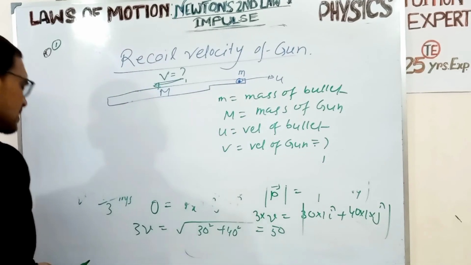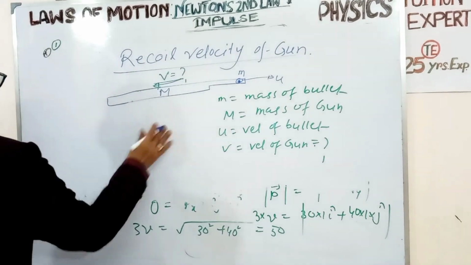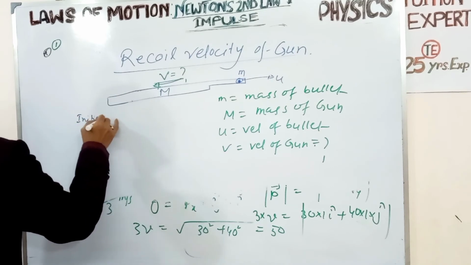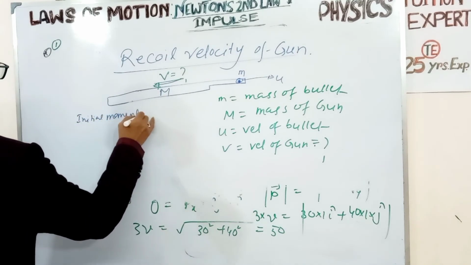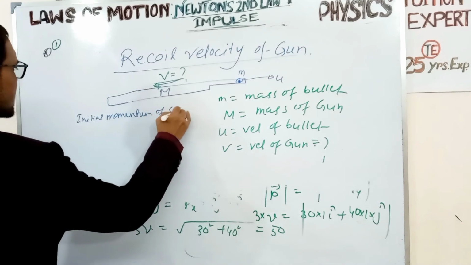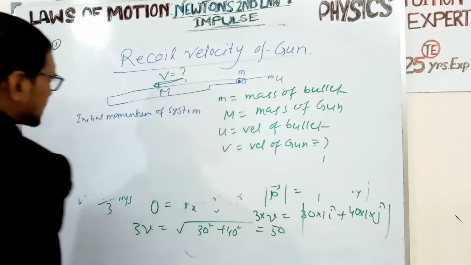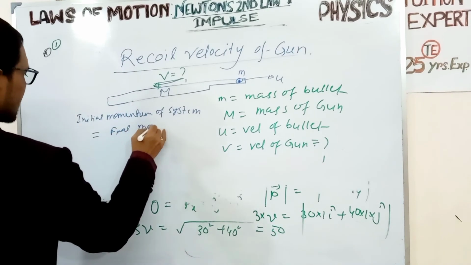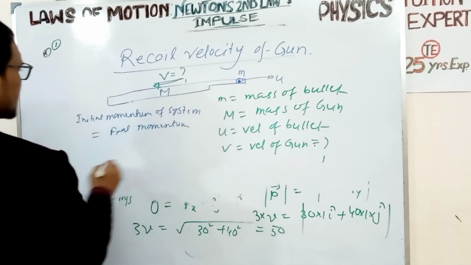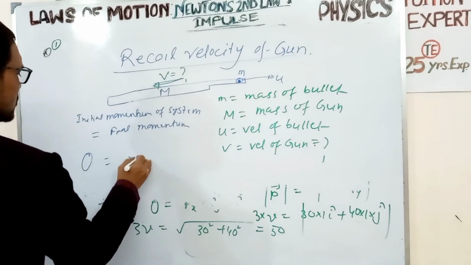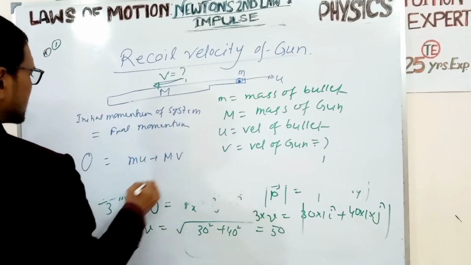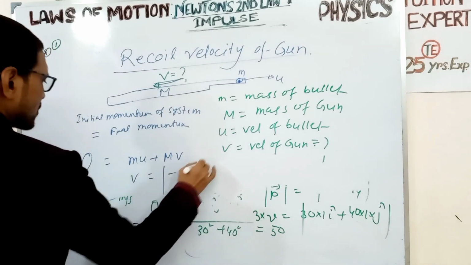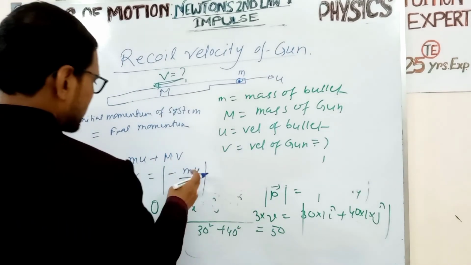You have to calculate. Now here, when firing takes place, the initial momentum of the system, meaning bullet and gun both, equals the final momentum. Initial momentum is 0. Final momentum is m into u plus capital M into V. So V equals minus mu by M. So this is the magnitude of the recoil velocity, mu by M.